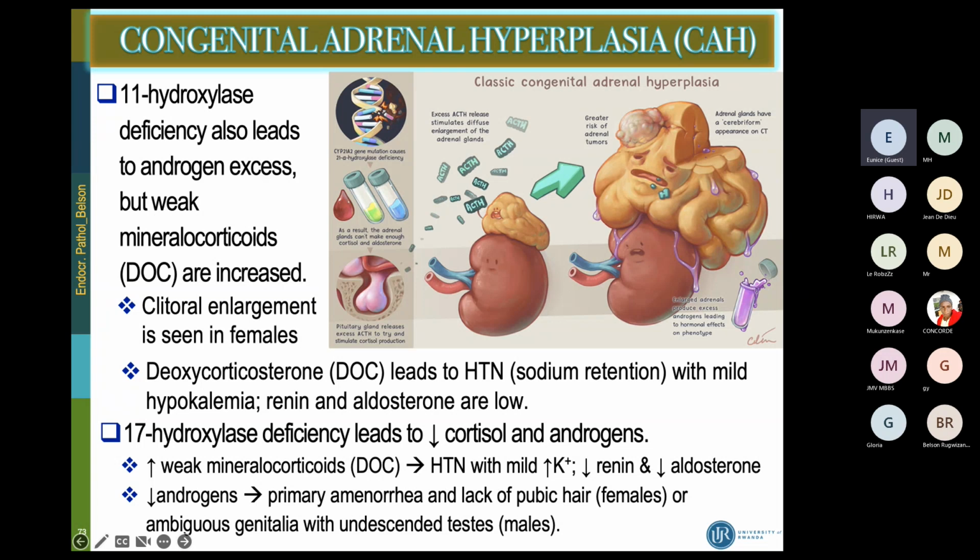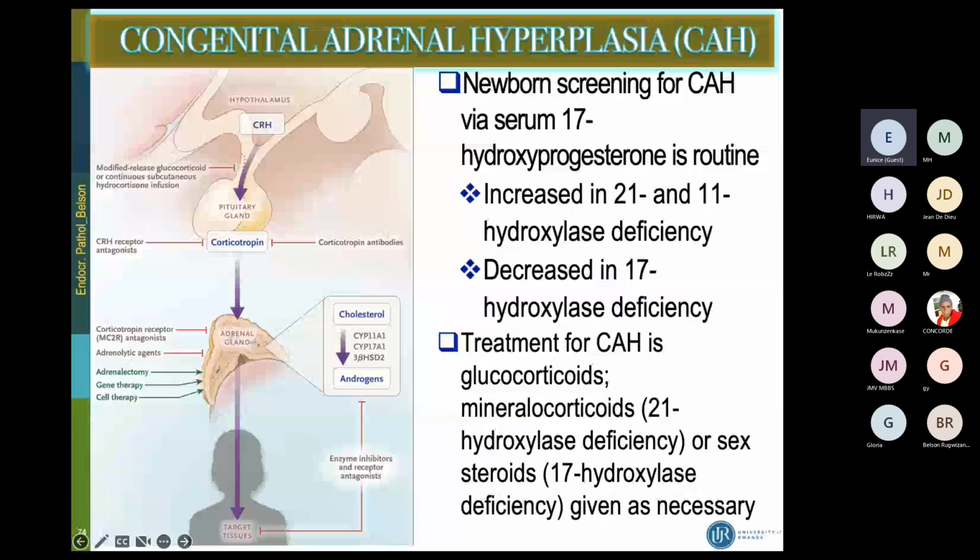So I think this clitoris enlargement, we saw the deoxycorticosterone leads to hypertension and so on. So newborn screening for congenital adrenal hyperplasia, you understand, you can screen by investigating the 17-hydroxyprogesterone. This test should be routine.